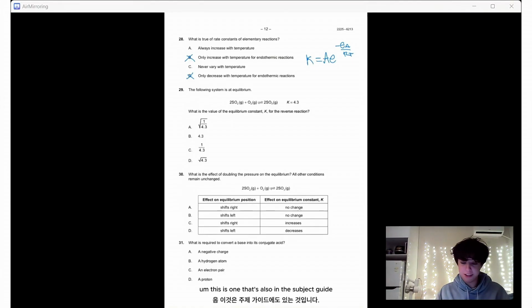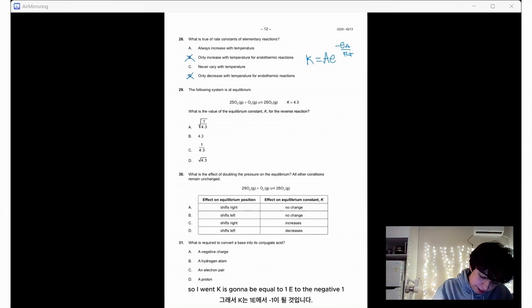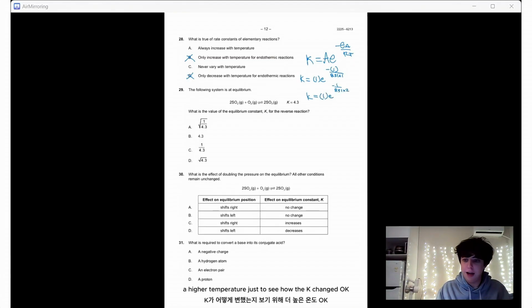This is one that's also in the subject guide, but if you forget, I'm going to tell you my trick. Fake numbers. You should make up some numbers. I'm not kidding. Okay, just make up some numbers and keep them all the same except for the temperature. Okay, so here's what I did. So I went K is going to be equal to 1 e to the negative 1, 8.31 times 1. Okay, and then I did the same thing with K is going to be equal to 1 e negative 1, 8.31 times 2, a higher temperature, just to see how the K changed.